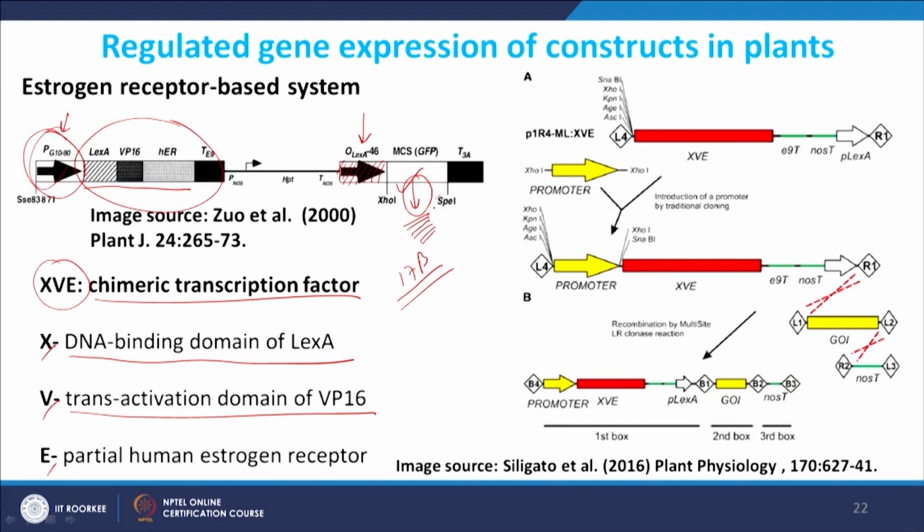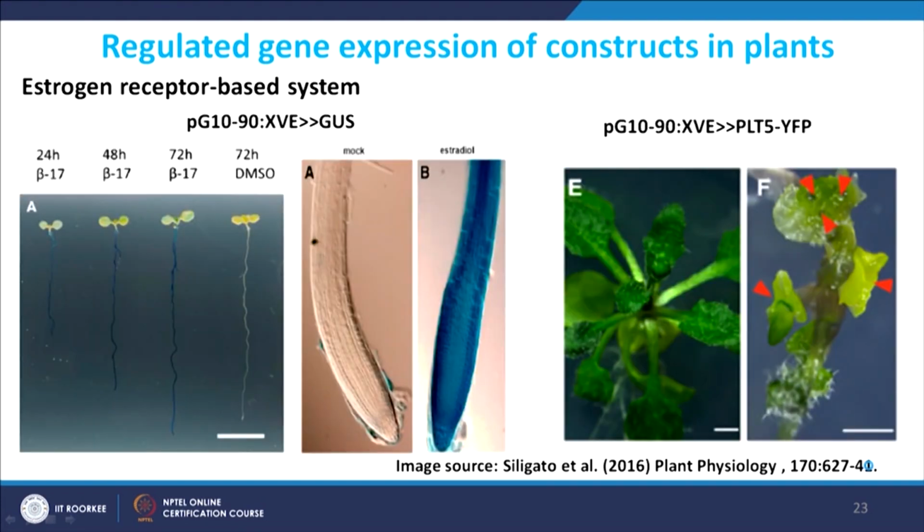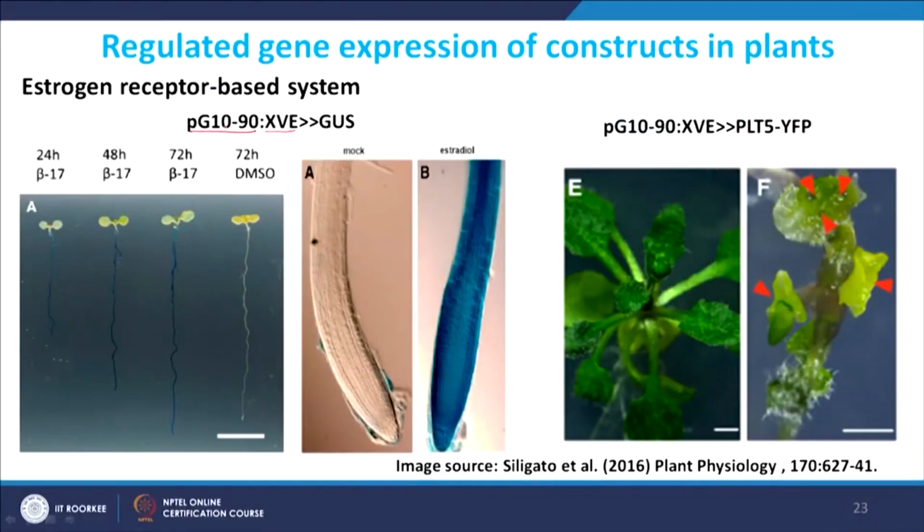This has been recently discussed in great detail and a lot of Gateway based constructs have been generated which can be used for making this kind of study. But if you see how strongly this works, here the promoter is G1090, which is again an artificial, very broadly expressed promoter, so XVE is driven by this promoter, and the downstream gene which is cloned is GUS. If you do not induce the plant, you cannot see GUS expression at all, but when you induce with estradiol at different time points, you can see very strong GUS expression here.